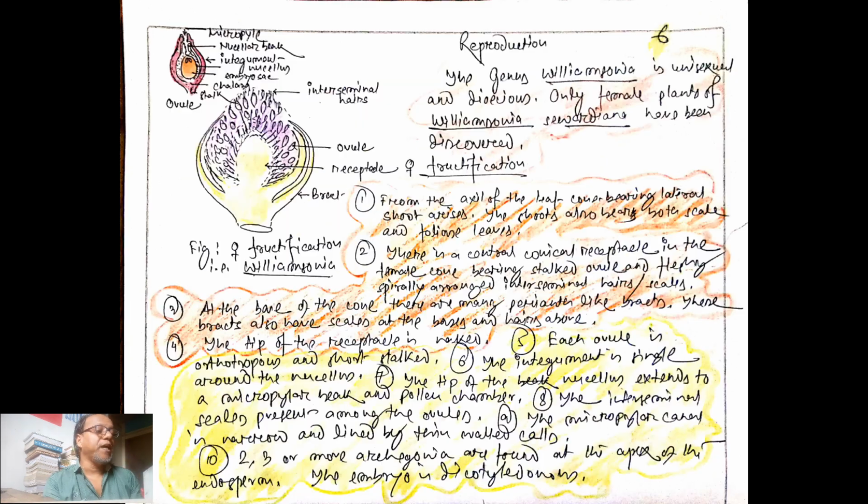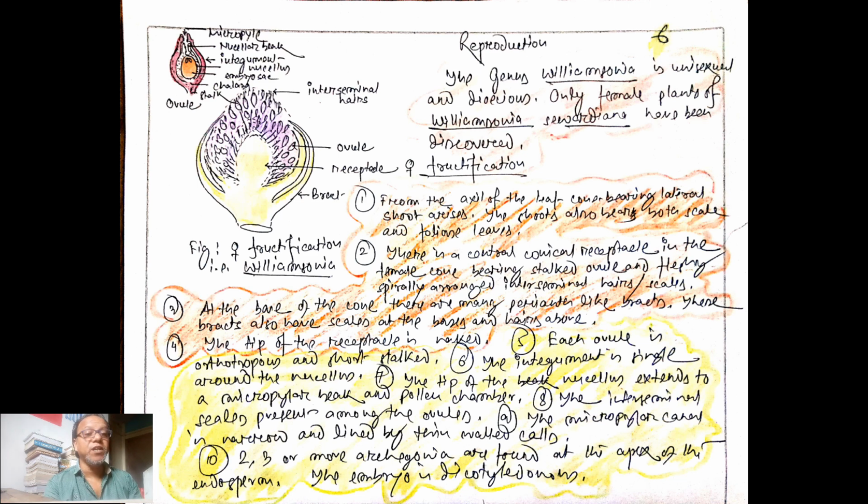In the 6th page, I am discussing the reproductive structure, mainly female reproductive structure. The genus Williamsonia is unisexual and dioecious. That is, male plant and female plants are separate. Only female plants of Williamsonia sewardiana have been discovered.